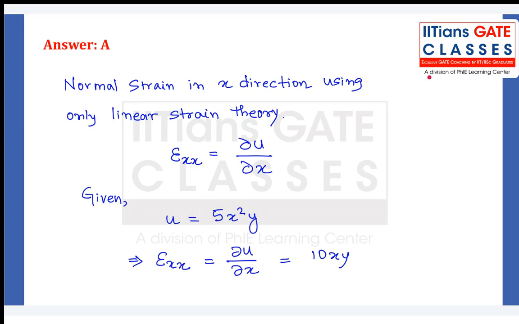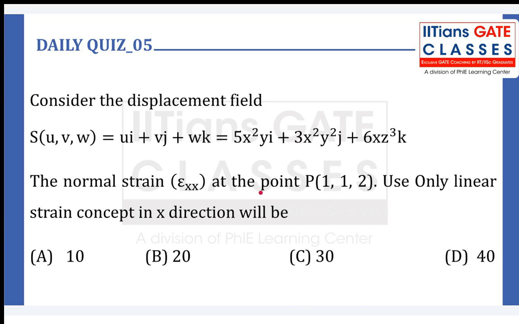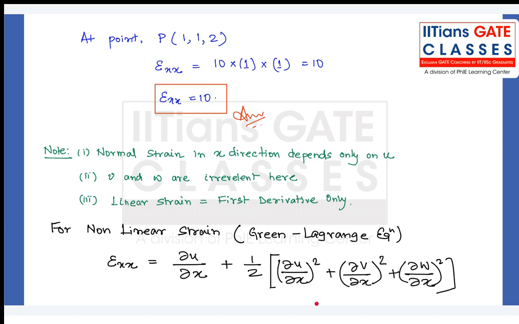So if you differentiate it with respect to x, this is a partial differentiation, so the y term does not matter here. It will simply become 10xy. Now substitute the values at the point you need to find. You need to find it at point P, which is 1, 1, 2. Substitute the values and you'll get the strain at point P, which is equal to 10.